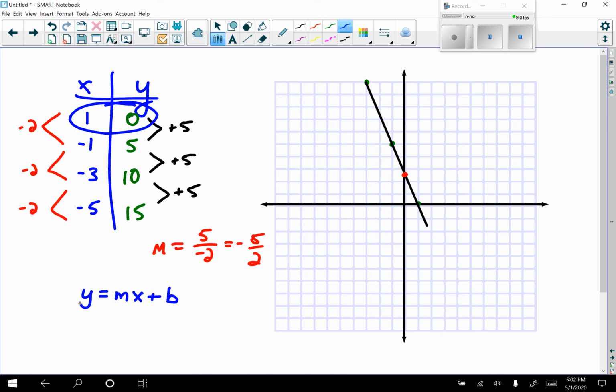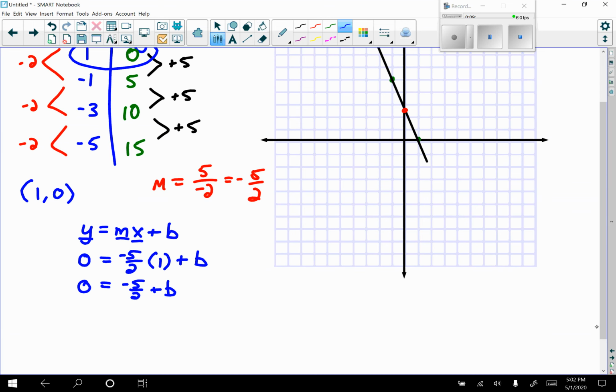I'm going to substitute in the ordered pair into x and y, and then I have my slope I'm going to substitute in here. So if I'm using the point 1, 0, 0 is going to go in for y, -5 halves is going to go in for m, and my x is going to be a 1. And this b is the y-intercept, so I'm going to solve for it. So I'm going to get 0 equals -5 halves times 1 is -5 halves plus b, and all I have to do is add 5 halves to each side. So I'm going to get a 5 halves is equal to b.